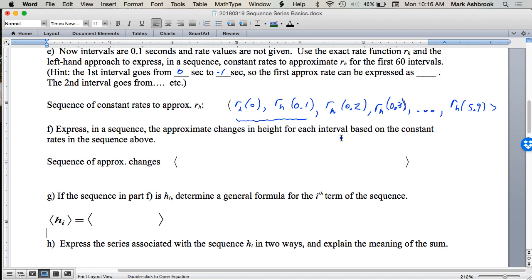Okay, so now the approximate changes based on those rates. So if in the first interval we have this constant rate, then how much change do we get? That rate times 0.1. So the constant rate times 0.1. So there's our first change, the change in the first interval due to that constant rate of R sub h of 0. Next one.